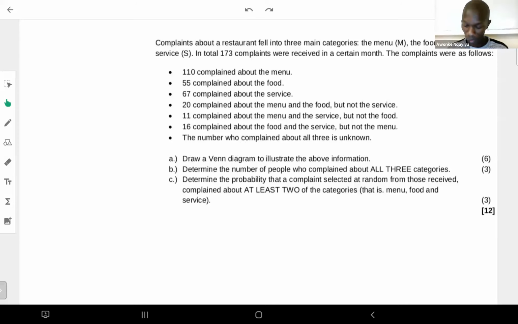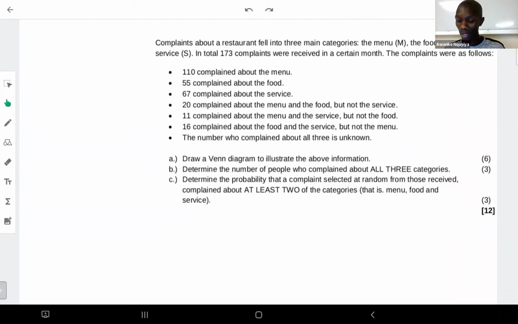Okay, very well. Thank you very much. Let me just go through it again with explanation at the moment. So this is about complaints that were made in a restaurant. And these complaints were in three categories. Some complained about the menu, some complained about the food, some complained about the service.